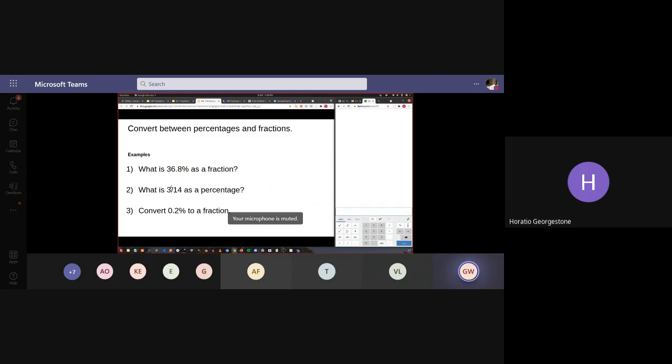Anyway, so 3/14 as a percentage. We just put in 3/14. If we just type it in, it's going to give it as a decimal. We then times that by 100, that decimal will be converted to a percentage, and we get it there. So it'd be 28.43% roughly.